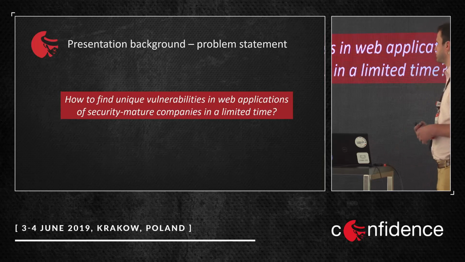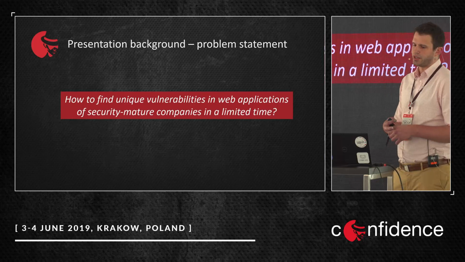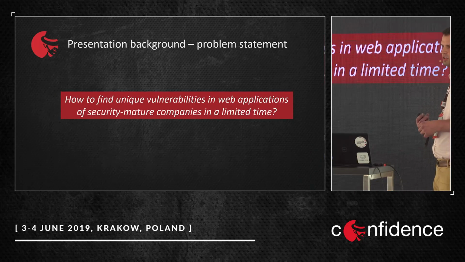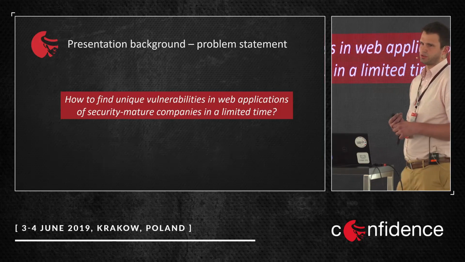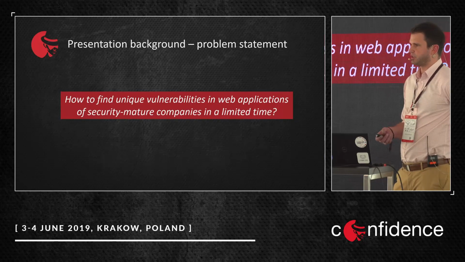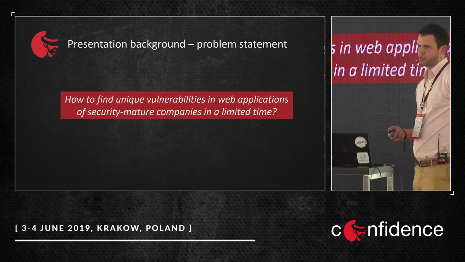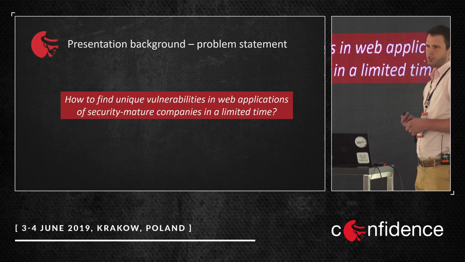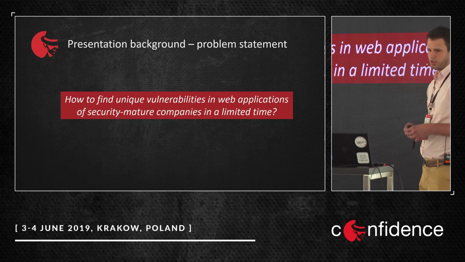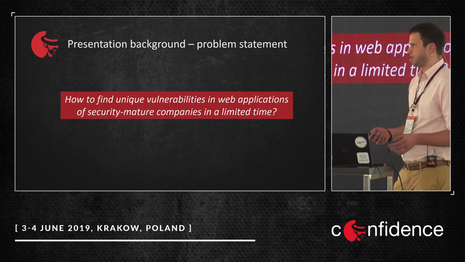So basically, there is this simple problem statement. How can we find unique vulnerabilities in web applications of companies which are security mature? Most of the time, companies which run these bug bounty programs have applications that are publicly available. They were probably assessed by many independent parties at least a couple of times, but it's still possible to find some vulnerabilities.